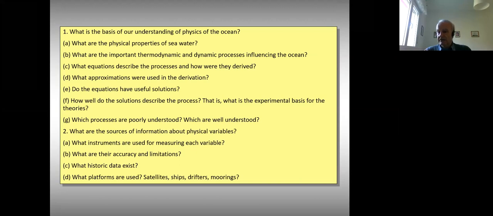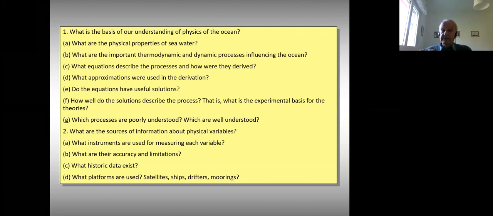And so when we use sources of information, we have to know the accuracy and limitations of these measurements. So the question is what instruments we use for measuring each variable. Why do we have to know this? Because we have to know the spatial and temporal resolution of these measurements, whether they measure every hour, every day, or every minute, or whether they measure every meter or every kilometer and so forth. So we have to know the spatial and temporal resolution of these instruments, apart from their accuracy and precision.